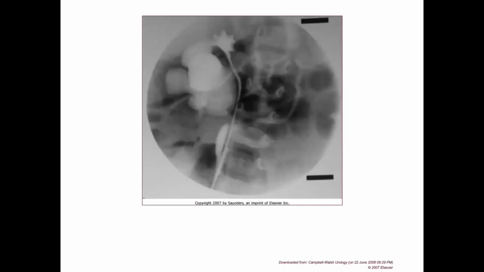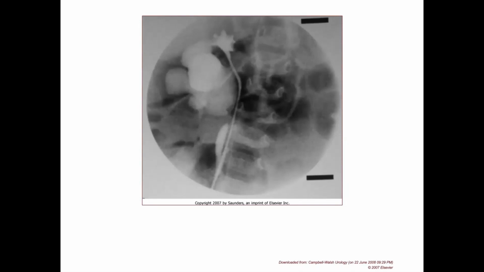And in my experience, most of these occur when there is an incomplete duplication and not necessarily a crossing vessel, sometimes just a fixed abnormality, but I think this one looks like there's probably a crossing vessel. And the easiest way to correct this is to do a pyelo-ureterostomy. So you take the lower pole renal pelvis and you sew it to the normal caliber upper ureter.